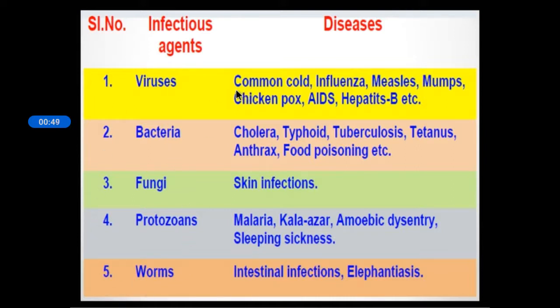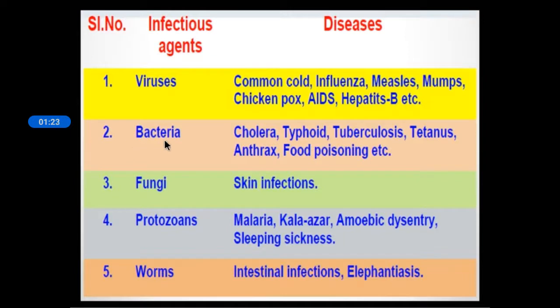So we must know about infectious agents and the diseases caused by them. First we will discuss viruses. The diseases caused by viruses are common cold, influenza, measles, mumps, chickenpox, AIDS, hepatitis B. And one more you can add here, which is very common nowadays. We always discuss that disease. What is that? Yes, the pandemic COVID-19, which is also caused by a virus.